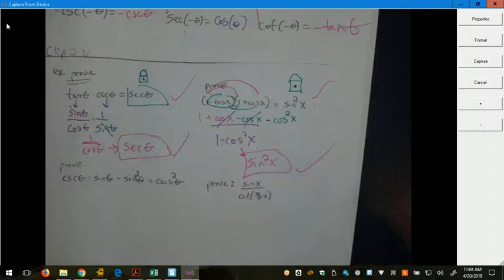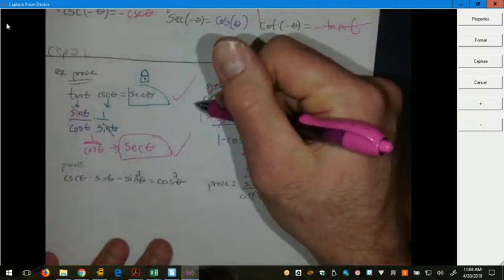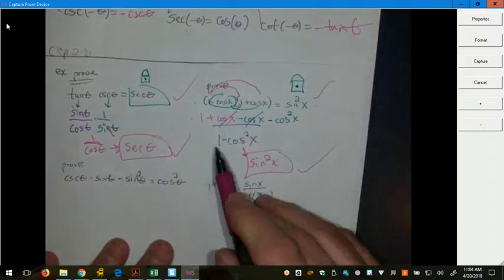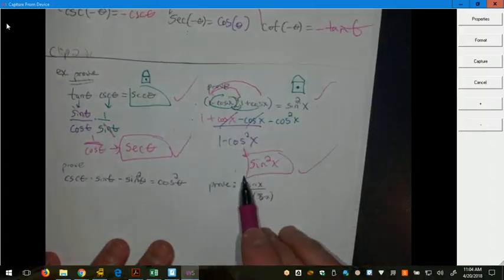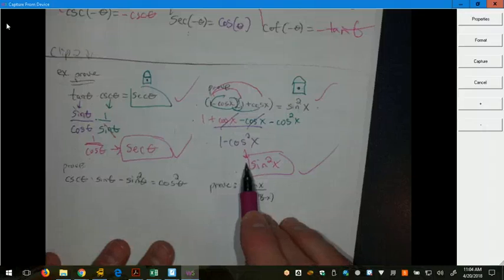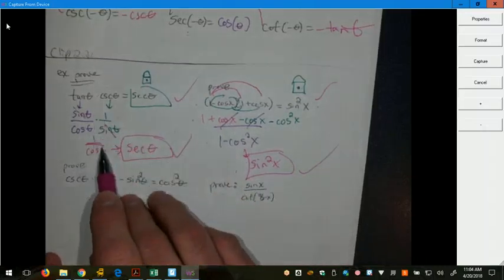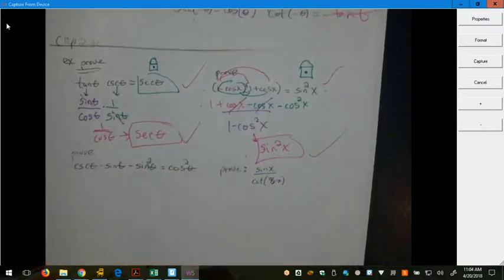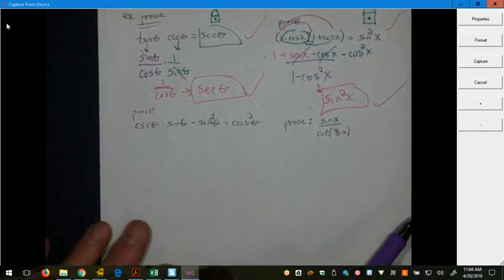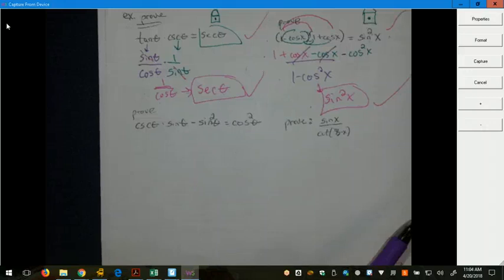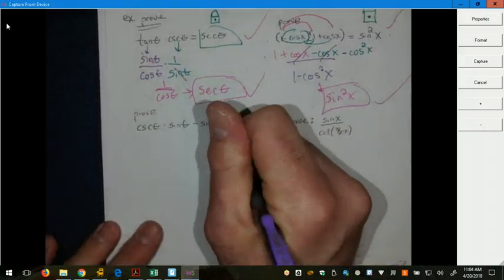I'm not going to make you do proofs in terms of writing, distribute, combine like terms, Pythagorean identity, but I should be able to follow your work as you go down. Should be able to follow exactly what you did as you go down because I know the identities and you're memorizing the identities. All right, our next one is, this is my equal sign.